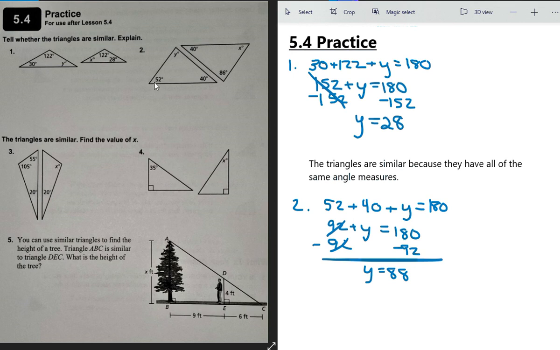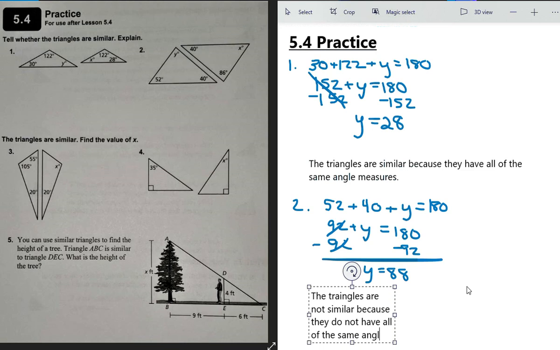So on this one, we've got 52, 40, and 88. Well, we don't have an 88 in this one. We have an 86 in this triangle. The first triangle definitely doesn't have an 86. So these are not similar triangles because they don't have all the same angle measures. So that's what I'm going to put here. The triangles are not similar because they do not have all of the same angle measures.